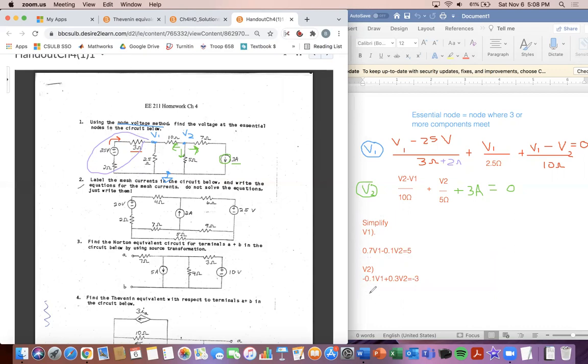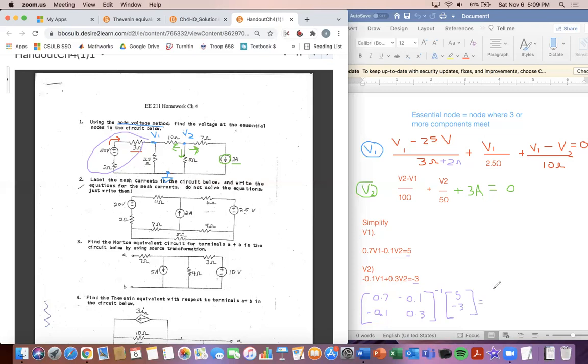And now what we need to do is form the matrix. The matrix is going to have the coefficients in it. So the coefficients in front of V1 are 0.7 and, in the second equation, negative 0.1. And then the coefficients for the V2 are negative 0.1 and 0.3. And then after we find the coefficients, you're going to raise that to the negative 1. And then you're going to put your constants here in this 2x1 matrix. So 5 and negative 3. And then you're going to set it equal to the unknowns.